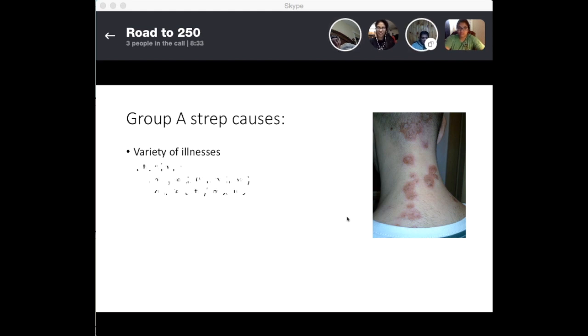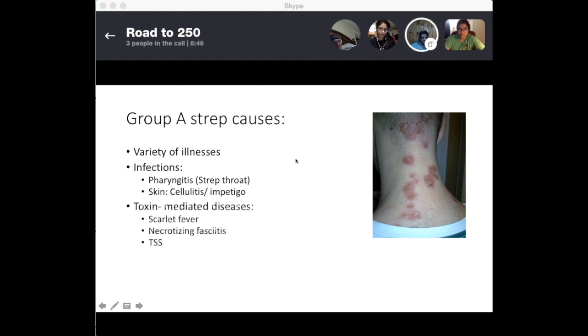Impetigo, yeah. All right, so we're talking about pharyngitis, and that's obviously your strep throat. It can cause cellulitis and impetigo, and I'll talk a little bit about the first two briefly in a second. Toxigenically, it can cause scarlet fever, necrotizing fasciitis, or toxic shock-like syndrome. Again, we'll get into that in a few minutes. And lastly, its immunologic or immune diseases will be rheumatic fever and post-streptococcal glomerulonephritis.